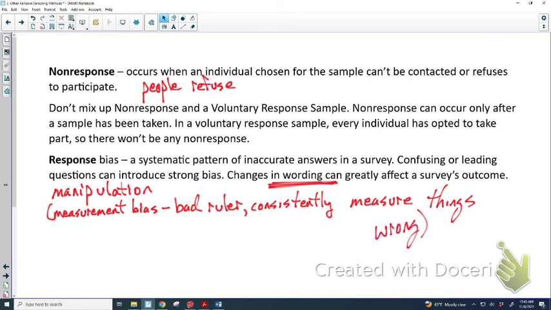That's bias. All right. We looked at an example of bias. We'll do that in the next video.